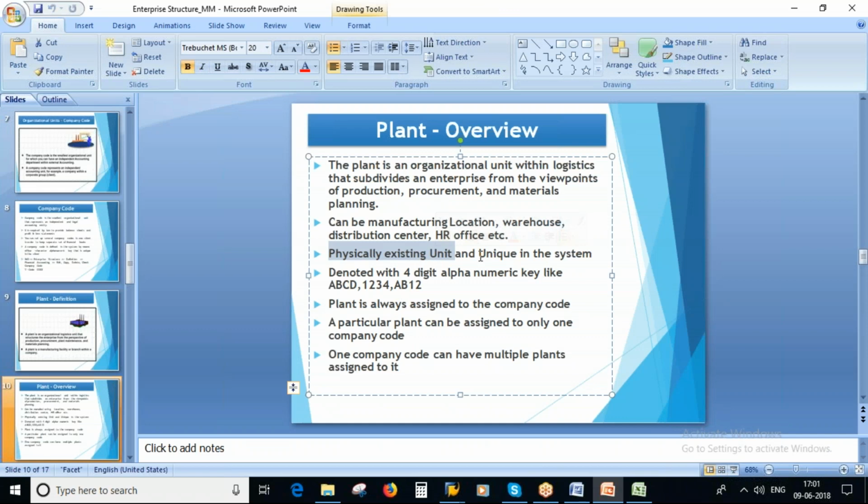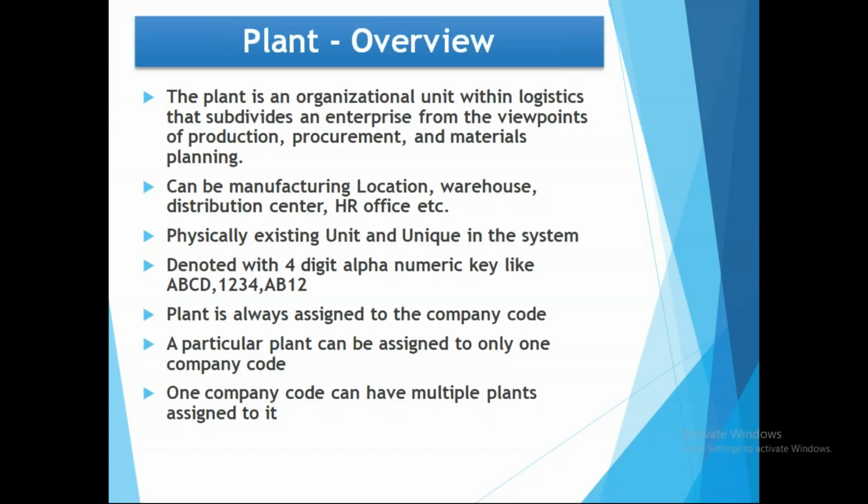It will be physical, and it will be unique in the system. Now in SAP, every plant will be denoted with a 4-digit alphanumeric key. Like it can be ABCD, it can be 1 2 3 4, or it can be AB12.